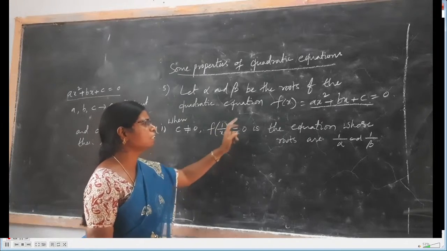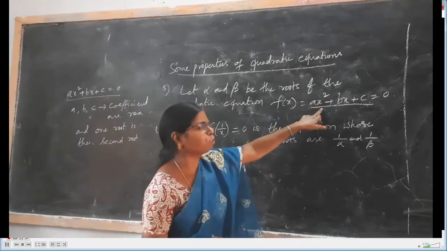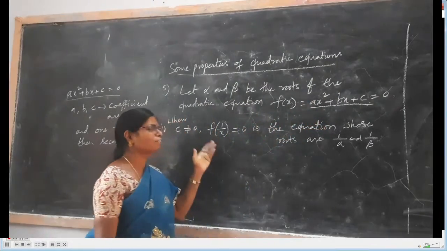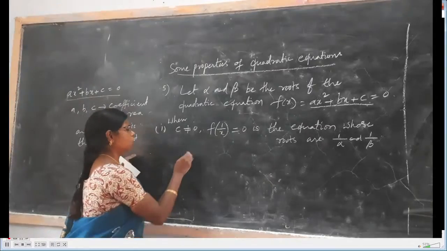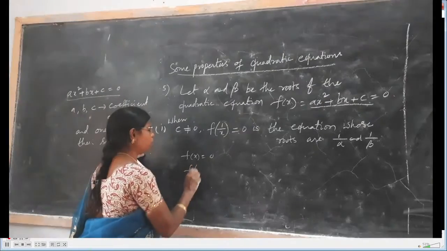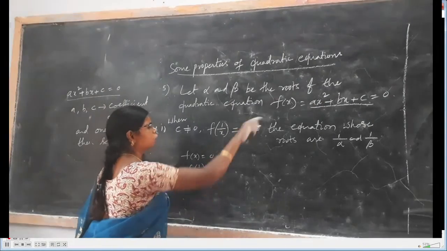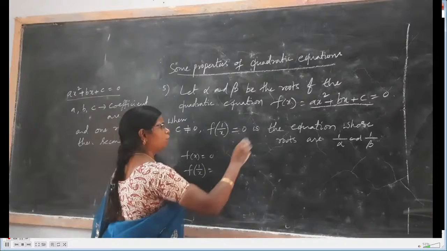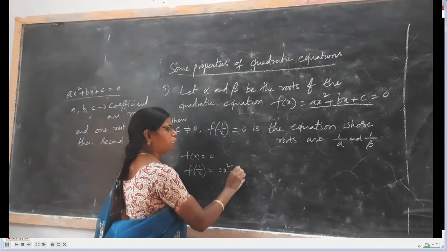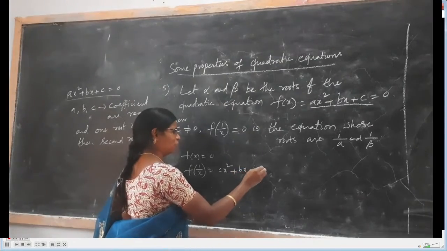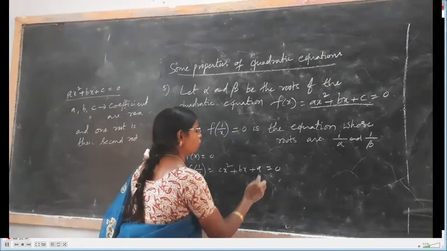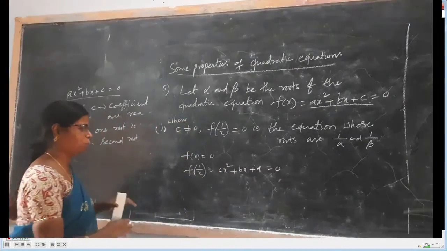f of 1 by x equal to 0. Simply, your equation is f(x) is equal to 0, so you please put 1 by x instead of x. Now f(x) equal to 0, so f of 1 by x means put 1 by x in place of x. Simplify, and what comes? cx square plus bx plus a equal to 0. Okay, cx square plus bx plus a is equal to 0.